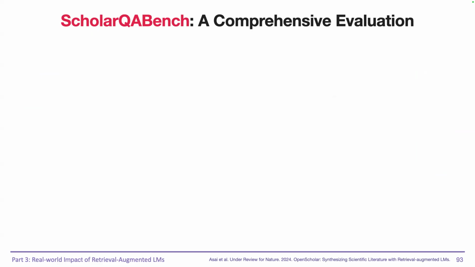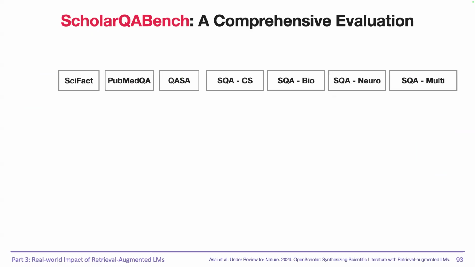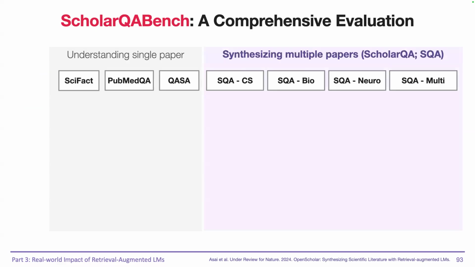for development. ScholarQABench includes 7 high-quality datasets, categorized into 2 types: single paper tasks, where questions are answerable based on a single paper, and multi-paper tasks, where questions require reasoning across multiple papers. For single paper tasks, we adapted existing datasets for the retrieval-augmented scenario. However, we found that there's a major gap in resources for multi-paper synthesis.